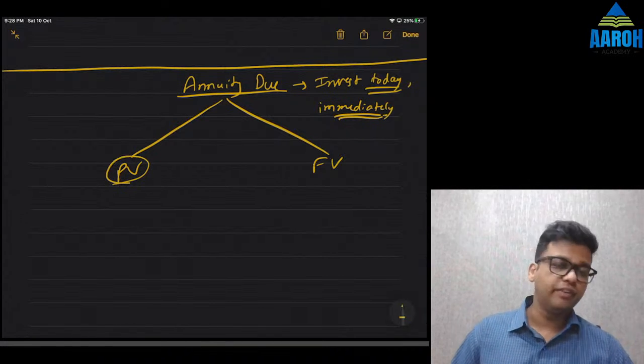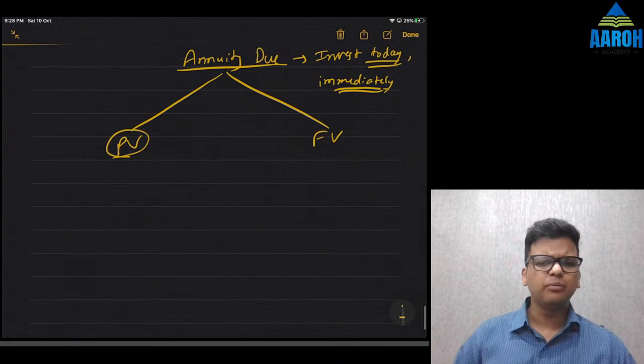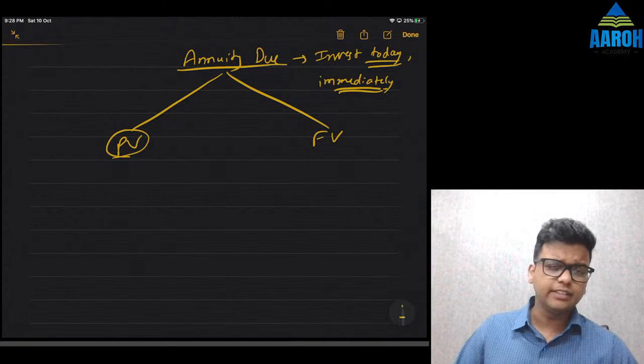Let's try finding PV of annuity due. We'll see the formula directly. This formula can also be derived from GP, but let's see that directly.